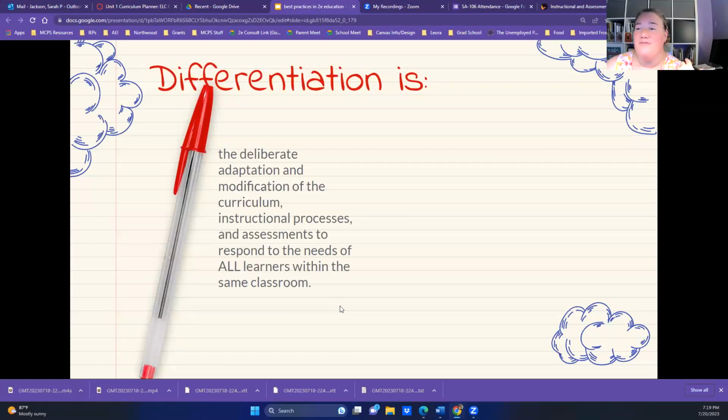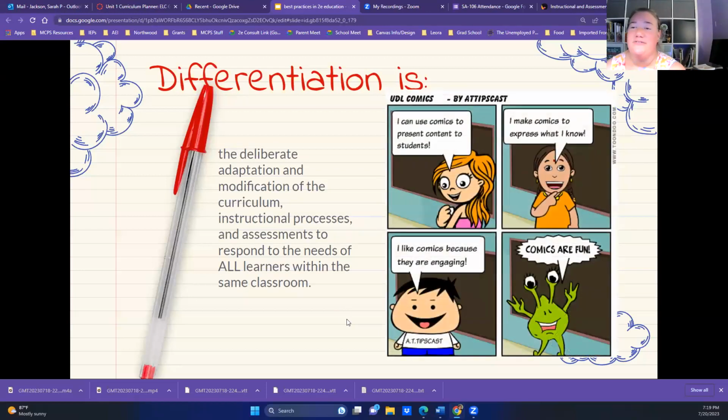And for our purposes, differentiation is a deliberate adaptation of the curriculum, which includes instructional processes. It includes access to content and depth of content and opportunities for response that meets the need of everybody in the classroom. I won't read my little comic here, but it's kind of like how we might use things for different purposes.